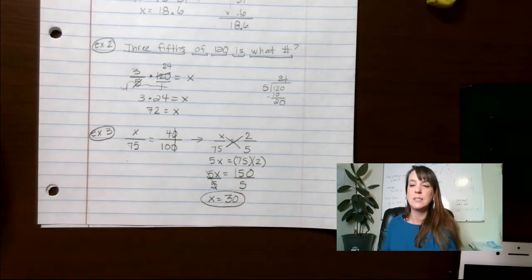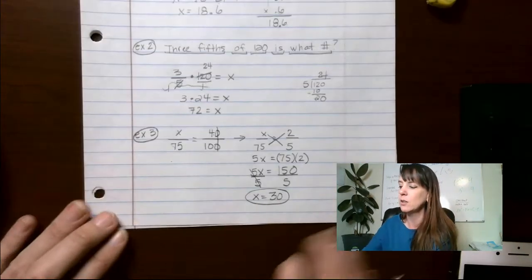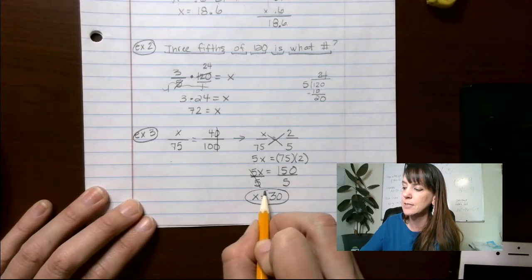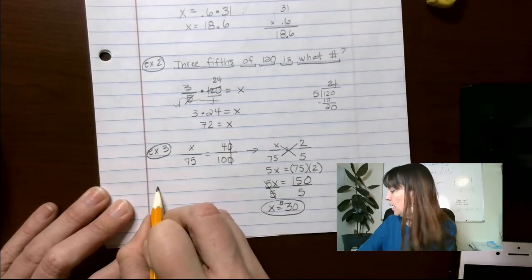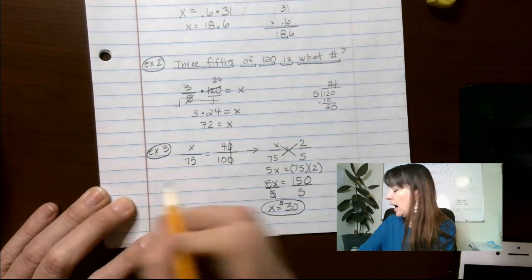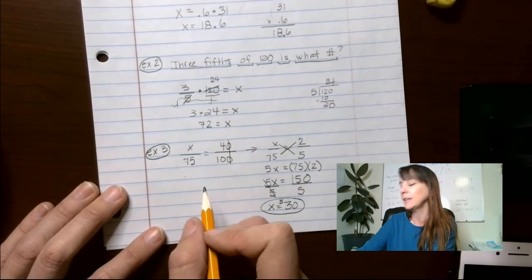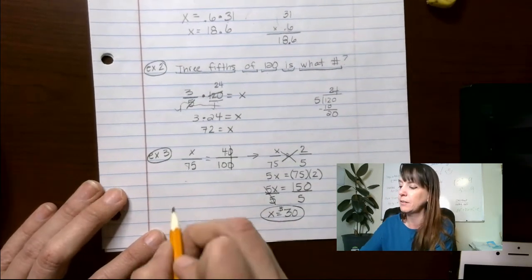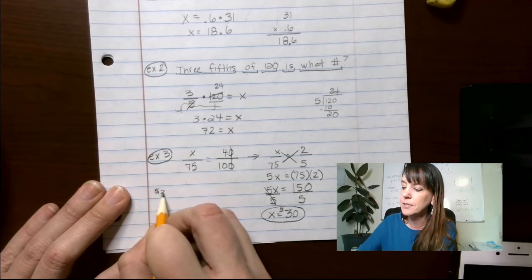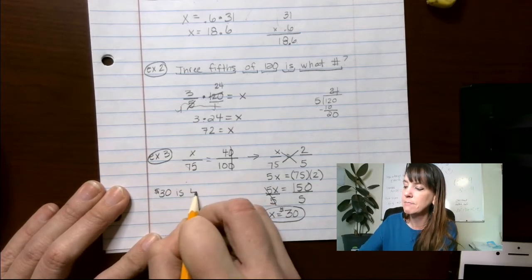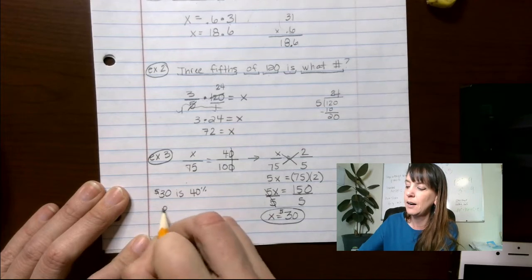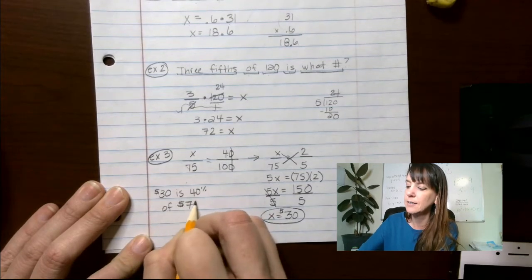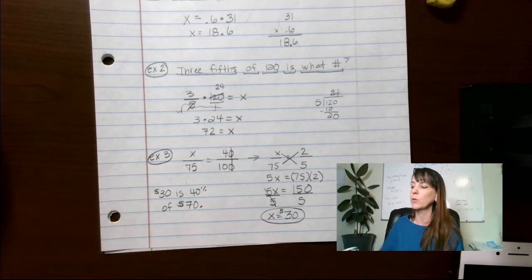So this is a word problem, so you have to answer it with a complete sentence with your units. The question is, how much money is 40% of $75? $30 is 40% of $75. So make sure you're going back and rewriting it as a sentence. Okay, example number 4.